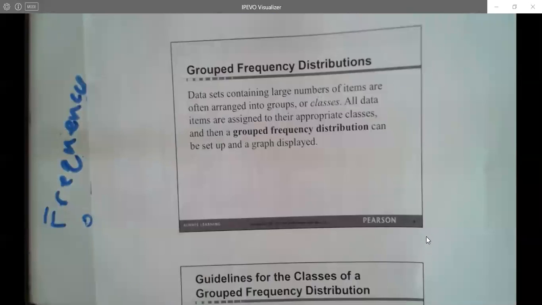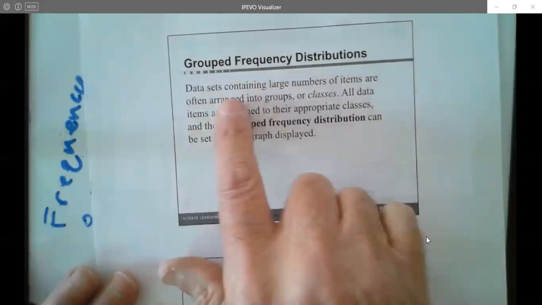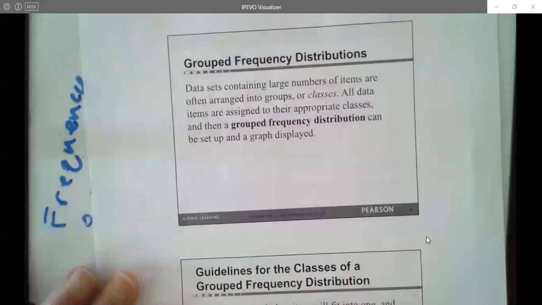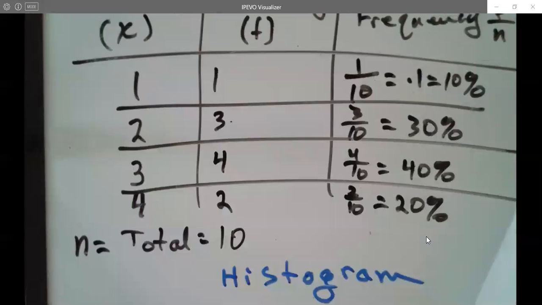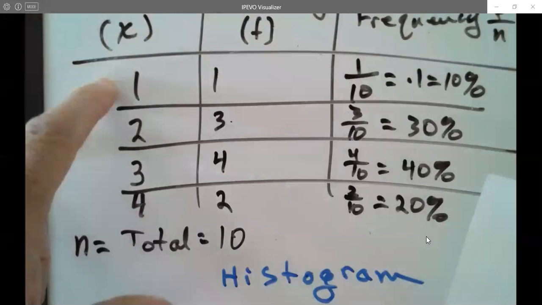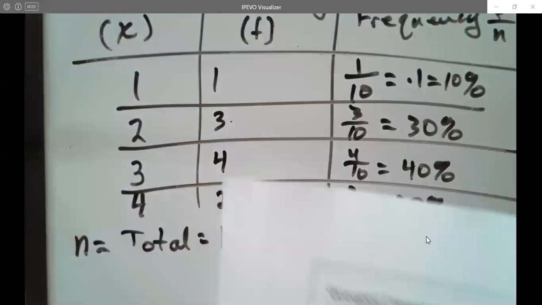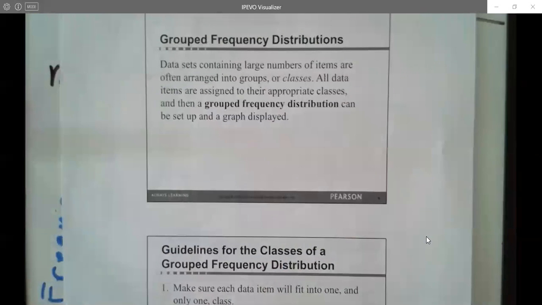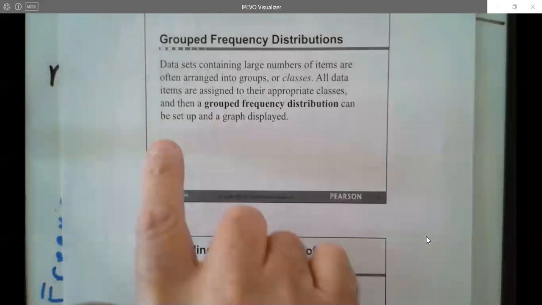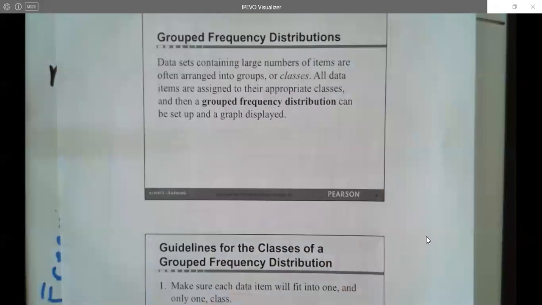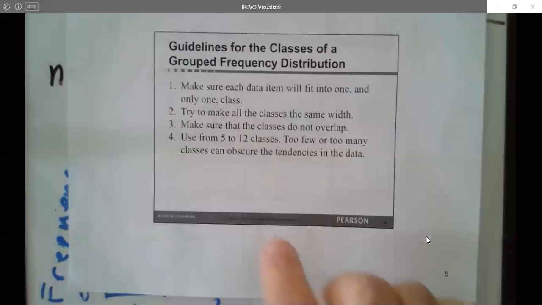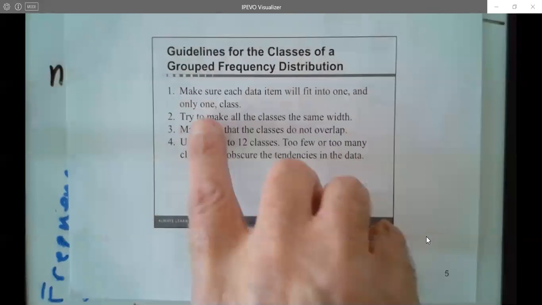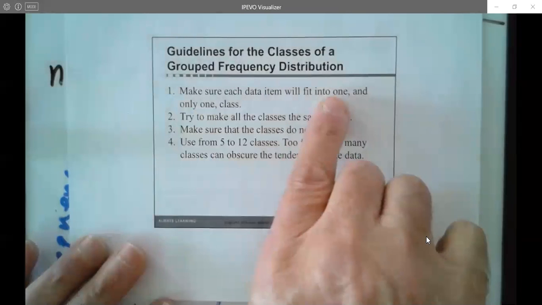Group frequency distributions: data sets contain large numbers of items that are often arranged in groups or classes. So here, this is not a group frequency because it was just 1, 2, 3, and 4. But when you have a large number, then you have to group them in categories. And that's our group frequency distribution. Can we set up a graph display? Again, these are PowerPoints, you have access to them on Blackboard. So if you need to get these steps later, you can.